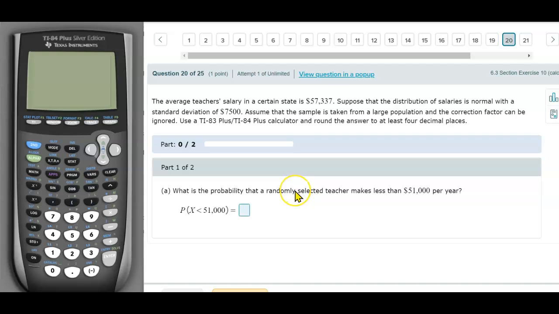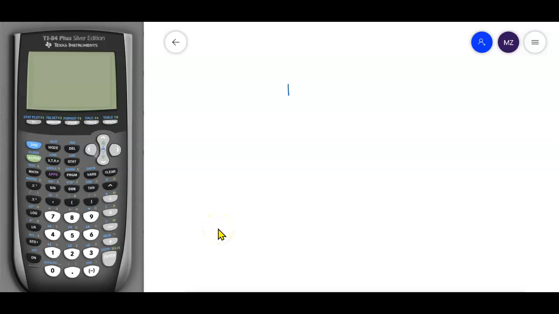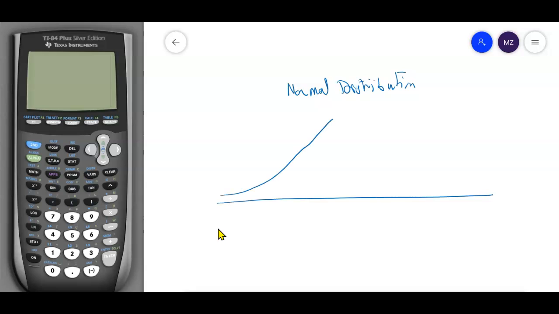All right, so again, I think the best way is to graph it and understand what these values are. The question, in the end, is to find the probability of x being less than $51,000. So let's go to the whiteboard. We have here a normal distribution, and as usual it's going to be a bell shape, a nice bell shape, not a triangle. The middle here is going to be the mean, which is $57,337. And we also have the standard deviation, which is 7,500.